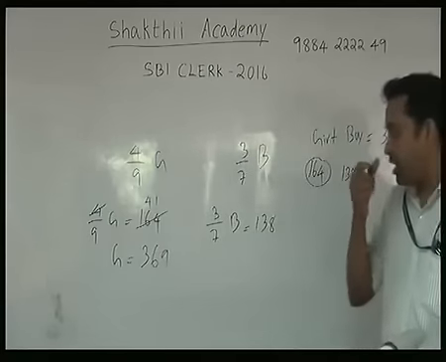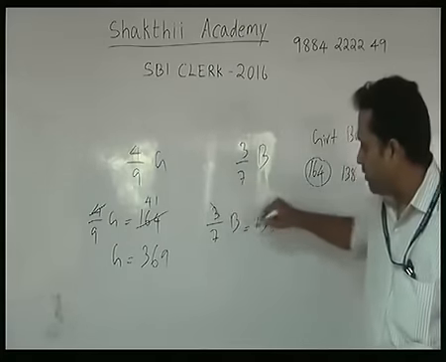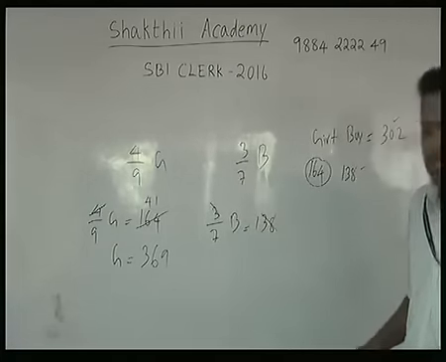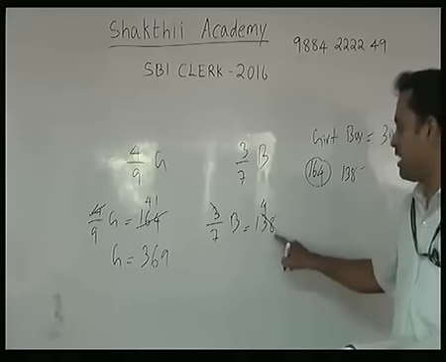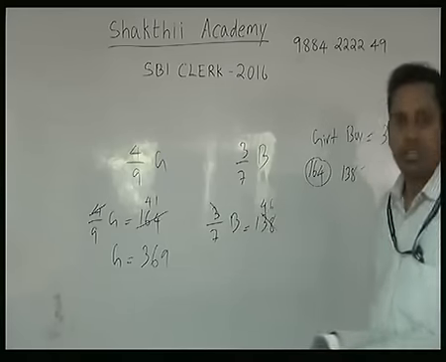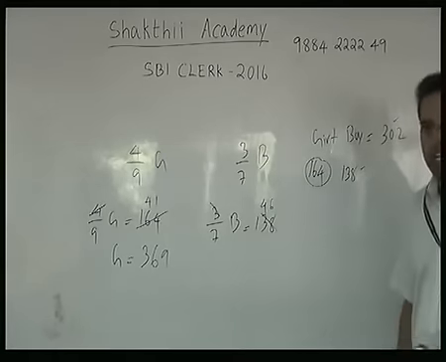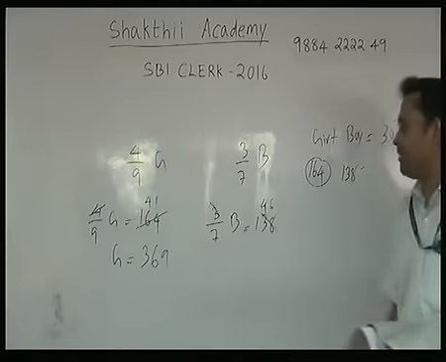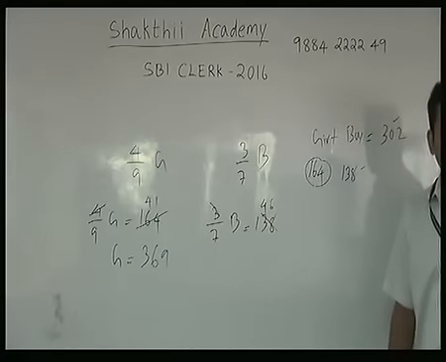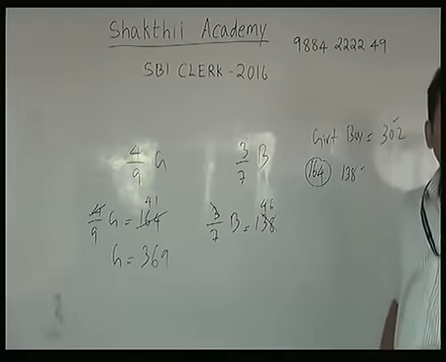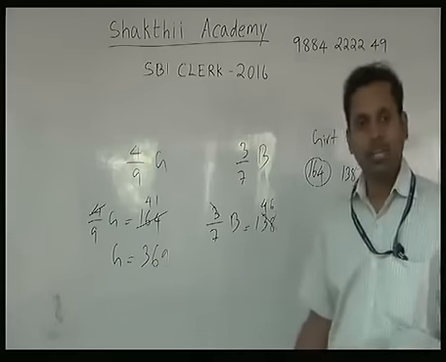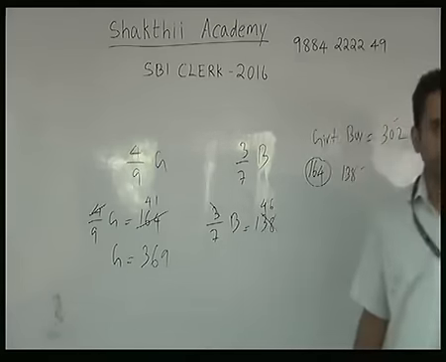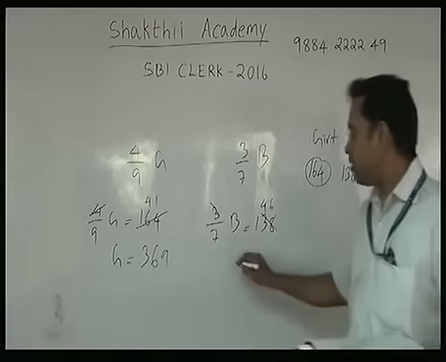369. Similarly for the boys, when you cancel this 3 and the 138, it will definitely get cancelled. So 13 in 3 how many times? 4 times. And balance 1 and 18 how many times? 46 times. Correct or not? Now the 7 will be multiplied with 46. So what do you get when you multiply? 322. 40 into 7 will be 280 and 6 into 7 will be 42. So when you add it, what do you get?